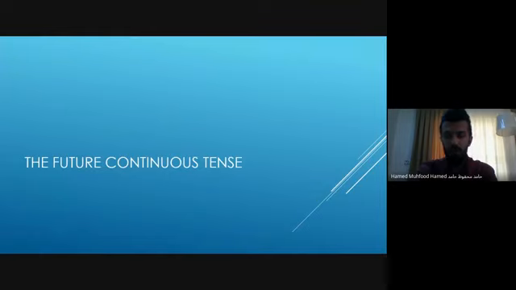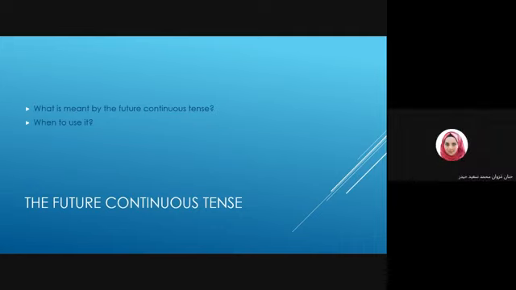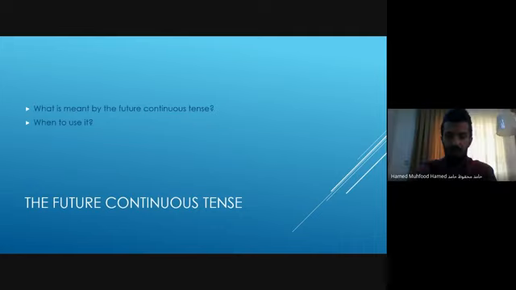Let us now move to today's topic, which is the future continuous tense. So what is meant by the future continuous tense? And when to use the future continuous tense? Do you have any idea? Hanan? زمن المستقبل المستمر. Yes. And when to use it? Do you have any idea?